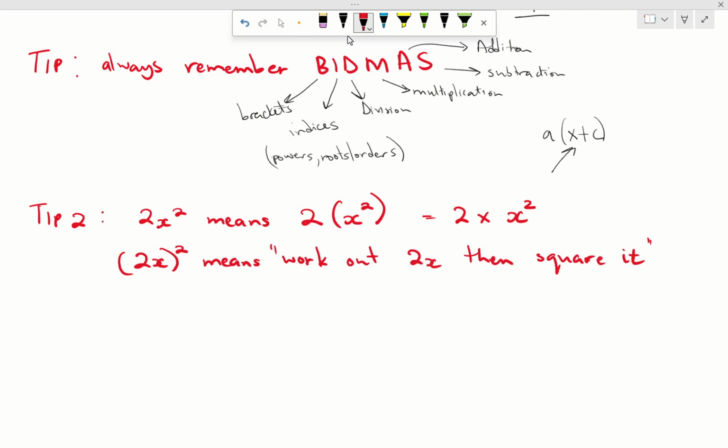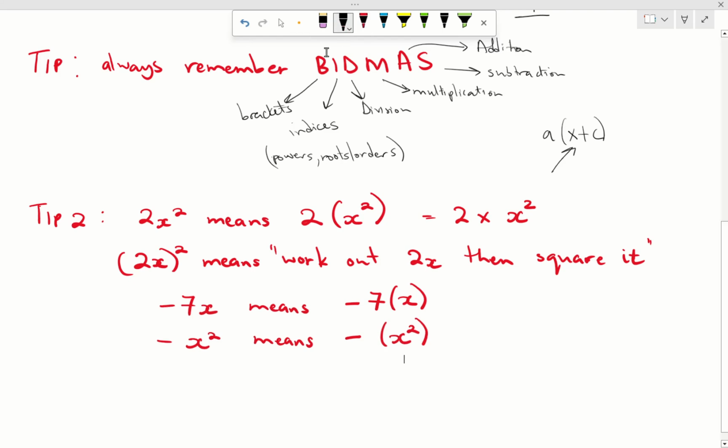So, for example, we can also have minus 7x. This means negative 7 multiplied by x. And then if we have minus x squared, this means minus, and we have x squared, like this. Okay, so let us do a few more examples.